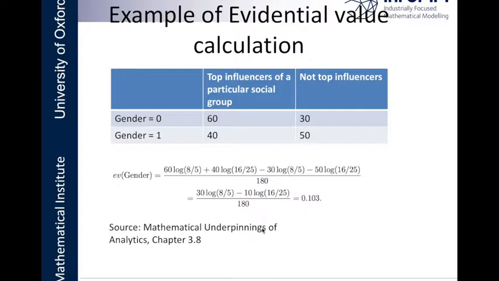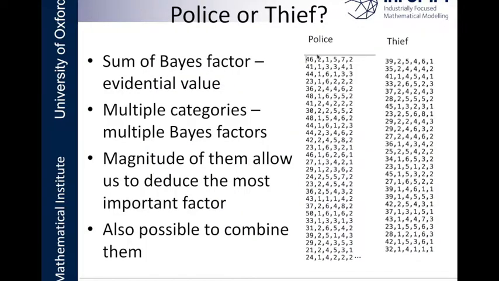Now let's look at a more complex example. We have 1,000 data points about attributes of policemen and 1,000 persons that are believed to be thieves, with similar attribute numbers. Here, the first one is age, and we also have some other attributes. Now, what we want to ask is, what is the best feature that distinguishes a policeman from a thief? The answer is to calculate the evidential value for each of the columns, i.e. for each of the features. The magnitude of them will allow us to deduce the most important factor, as we showed previously.